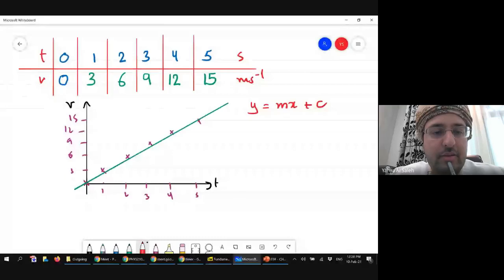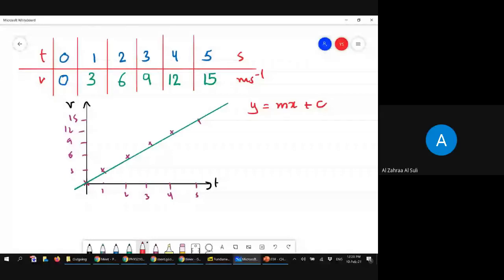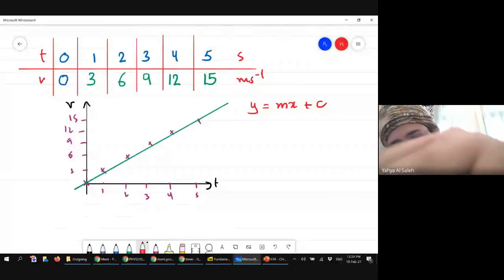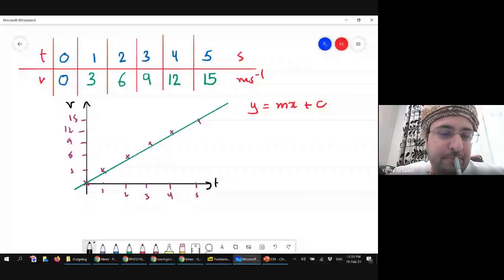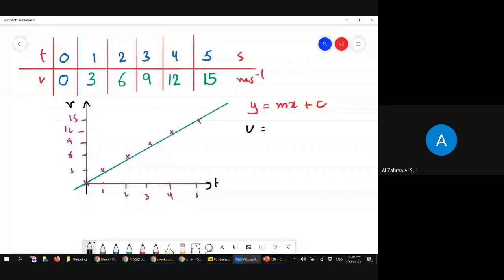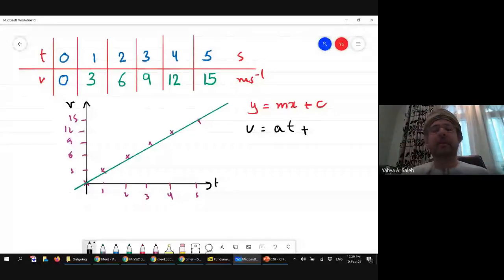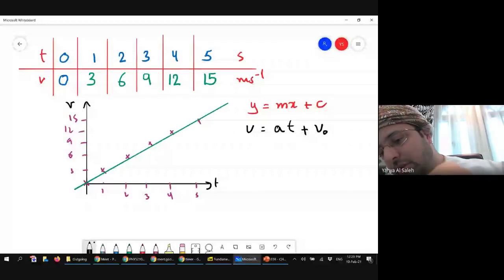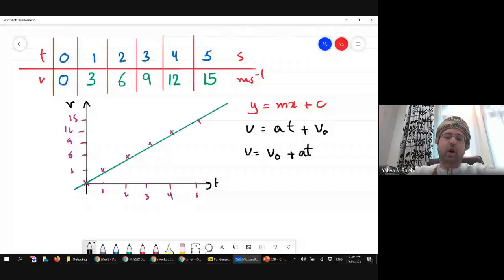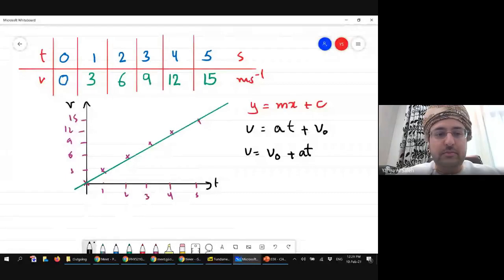What is the y in this graph? Velocity. What is the m, the slope? Acceleration. And what is the x? Time. And what is the c? v naught, which is the velocity at time equals 0. Now you have by yourselves derived the equation of motion for an object moving at a constant acceleration: V equals V naught plus AT, from first principles. Very simple, right?